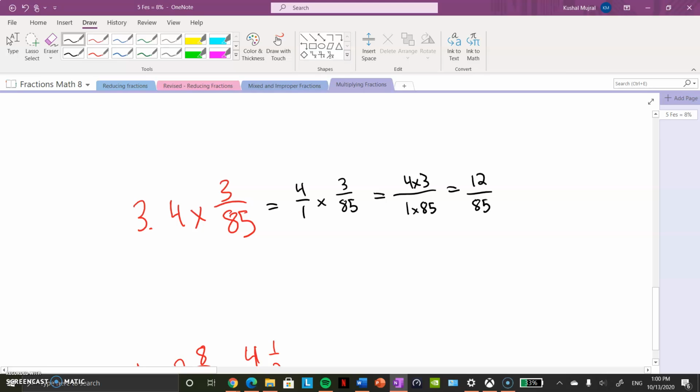We could always check if the top and the bottom are divisible by 3. So for 85, we go 8 plus 5 equals 13. 13 is not divisible by 3. So we would just leave it at 12 over 85 and box our answer.